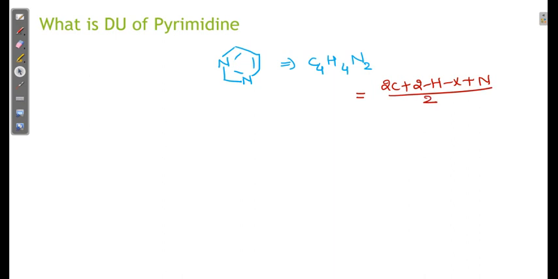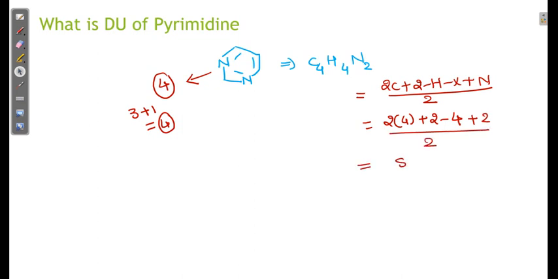Okay, from here, on the basis of structure, we can say that its DU will be 4. How it is: 3 pi bonds plus 1 ring is equal to 4. Okay, so here 2 into 4 plus 2 minus 4 plus 2 of nitrogen divided by 2. So 8 plus 2 minus 4 plus 2 divided by 2, and it is going to be cancelled out, we are getting a 4. So from this molecular formula also we are getting the 4, and from the structural formula also we are getting the 4. So these are the possibilities of a degree of unsaturation, HDI or DBE.